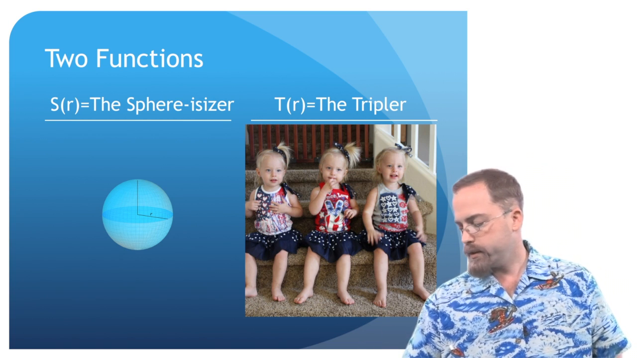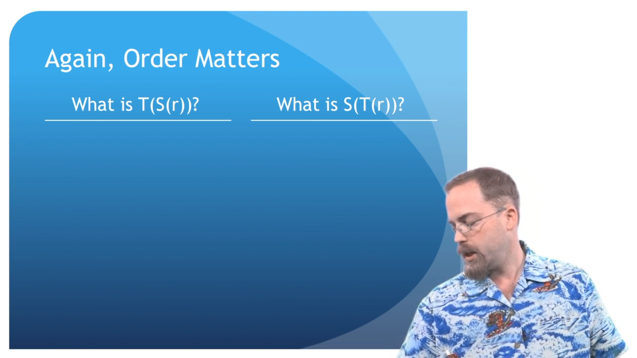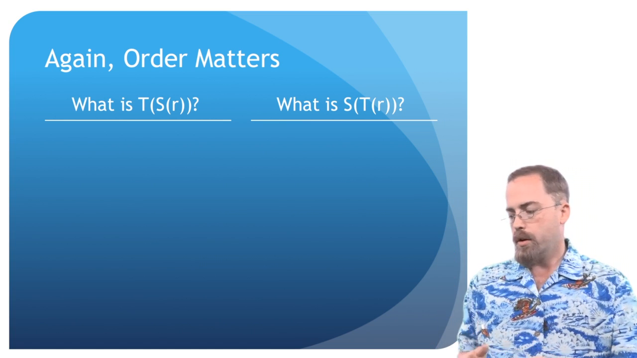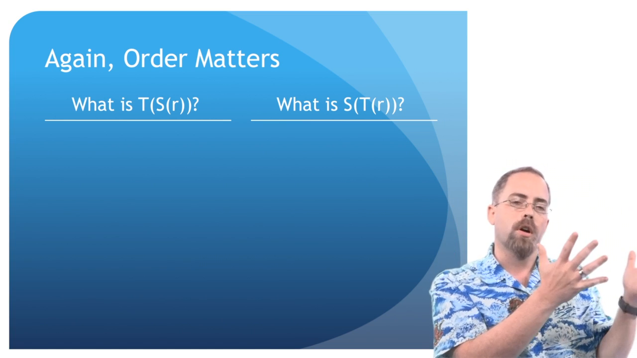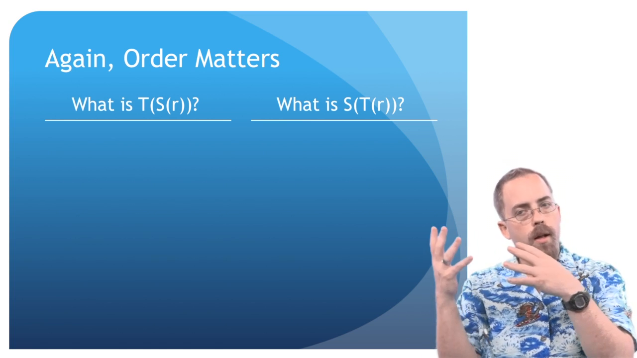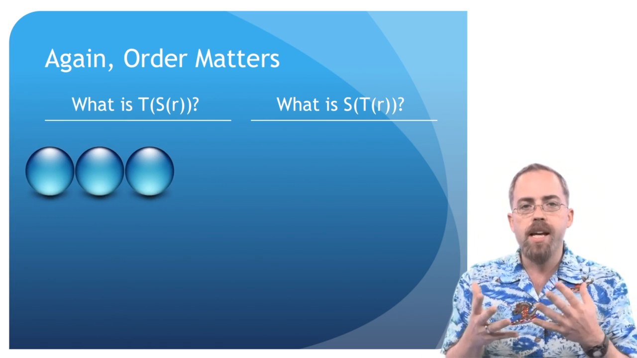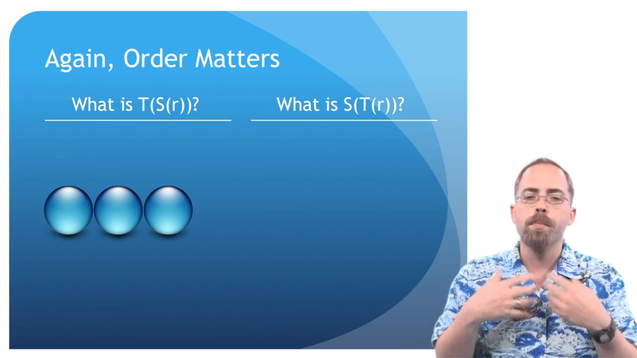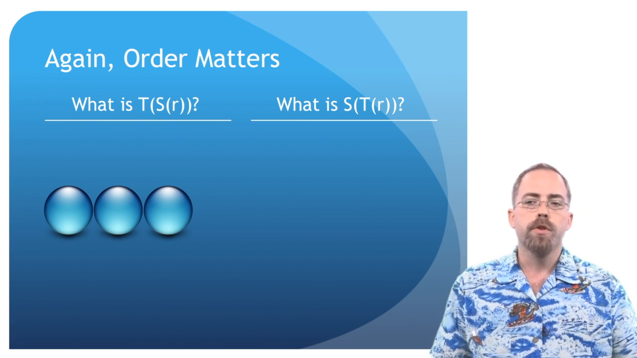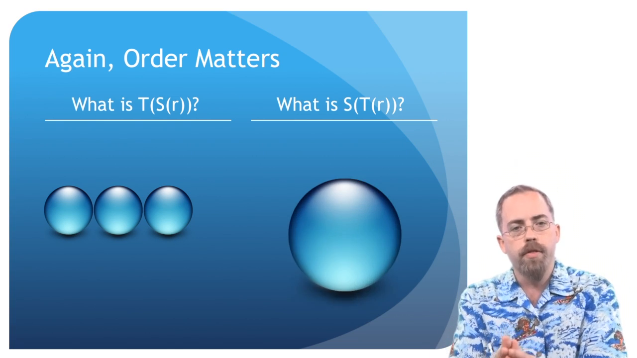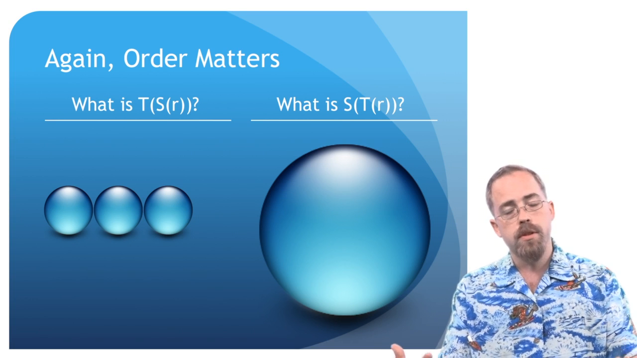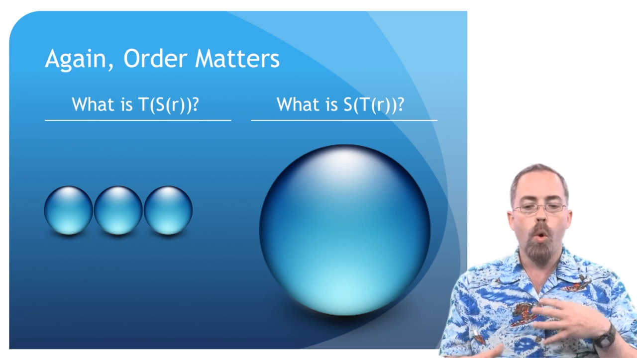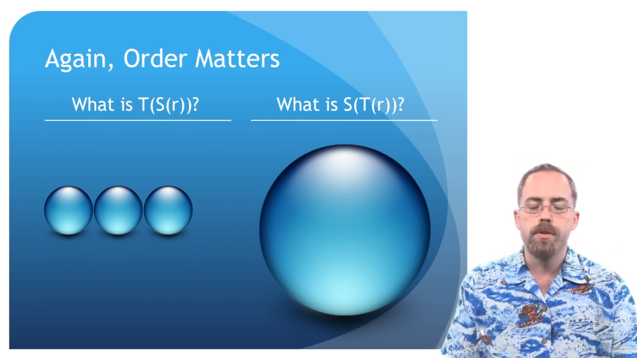So what is going to be the difference between when we have T of S of R versus S of T of R? Well, as you can see, if we take a particular length and then make a sphere out of that and then triple it, we'll have three spheres. Versus if we take a particular length and then triple it and then sphericize it, we will get a sphere with three times the radius. So order matters, like we saw in the previous couple of lectures here.